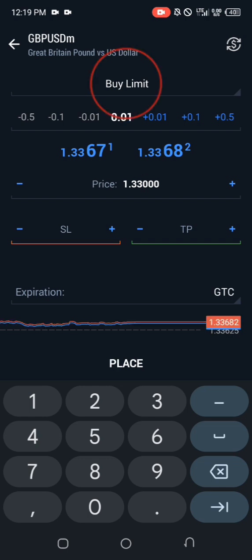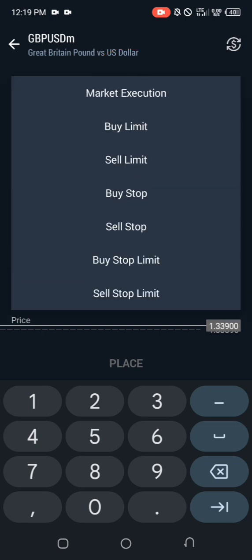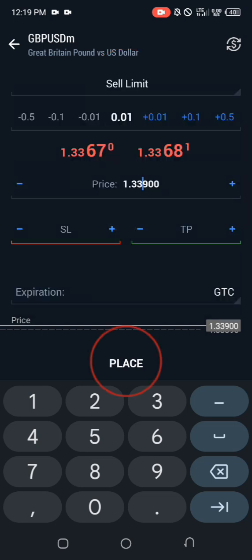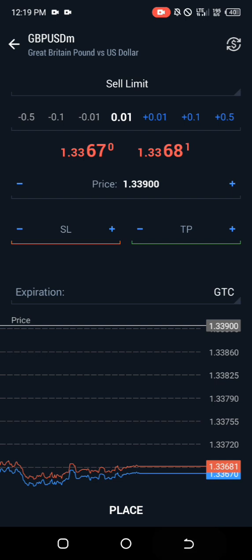But if you change the buy limit to sell limit, click on the buy limit, then select sell limit. Now you can place the trade because your entry is now higher than the current market price, that is, you want to sell at a higher price. This is what limit order is.